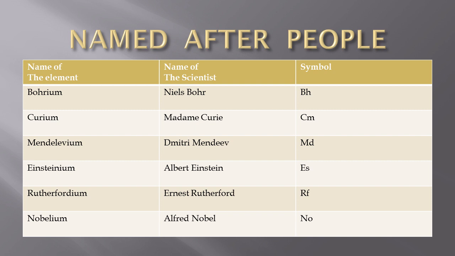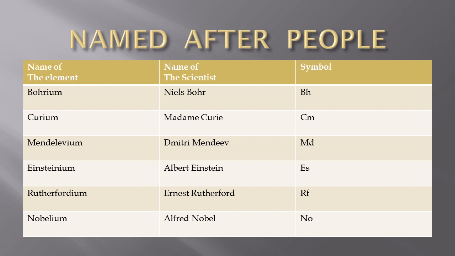Mendelevium is named after Mendeleev, who gave us the first periodic table based on atomic masses. Symbol capital M, small d. Einsteinium is an element named to honor Albert Einstein, symbol capital E, small s. Rutherfordium is named after Ernest Rutherford, who had discovered that positive particles are present in an atom, symbol capital R, small f.